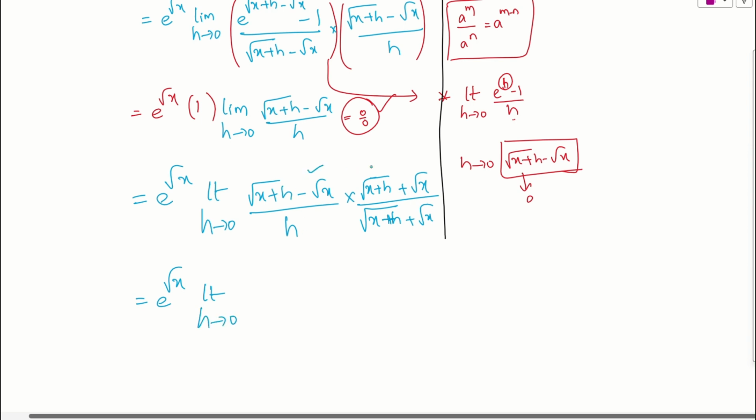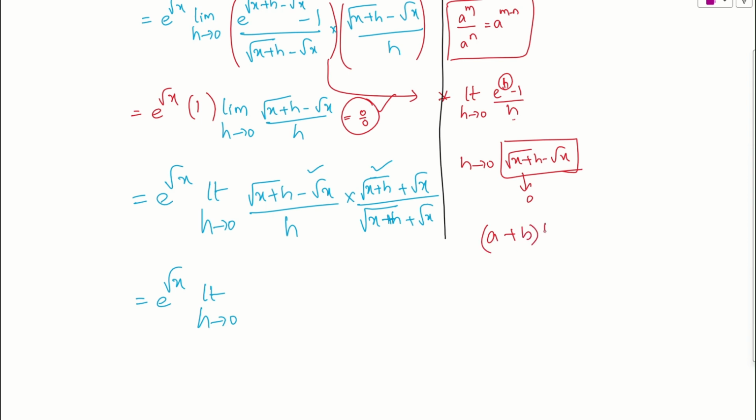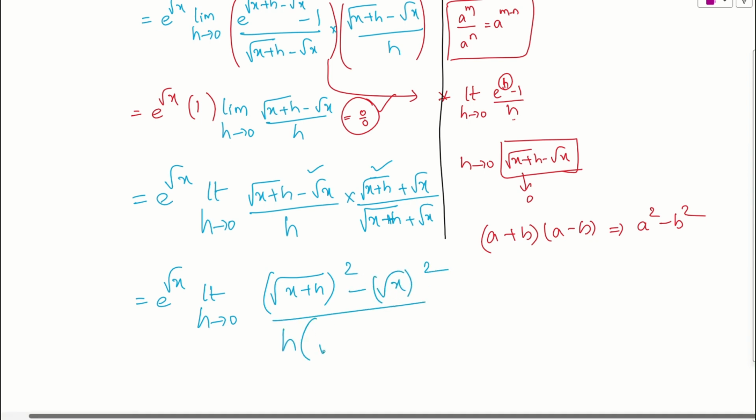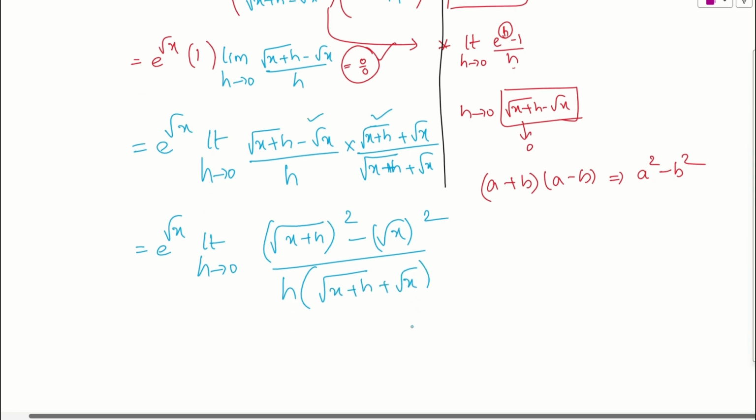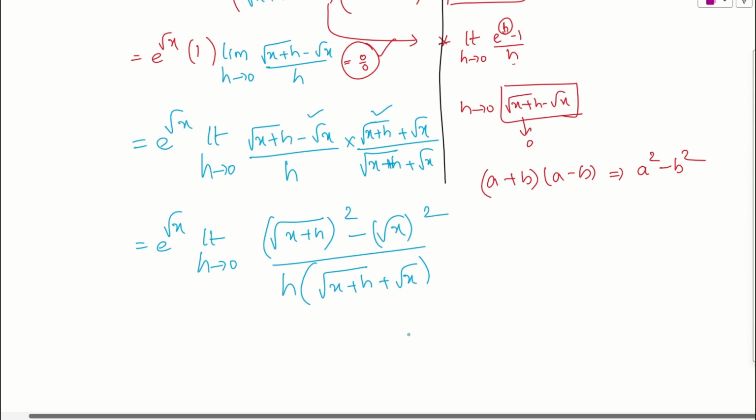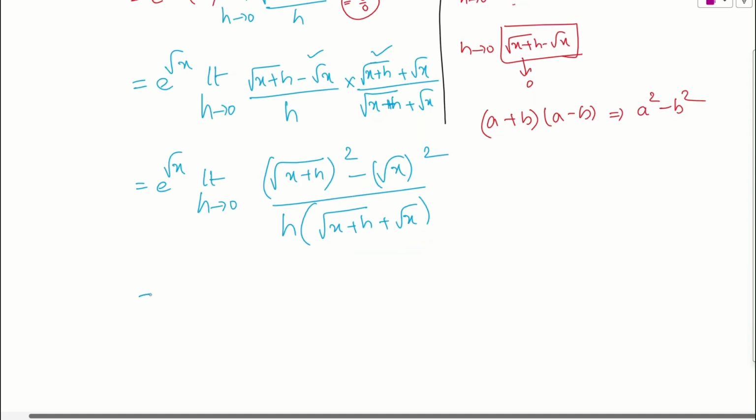If you check these two terms, they are in the form of a plus b into a minus b. What is the formula for a plus b into a minus b? a square minus b square. I will be applying the same here. This is a, that is root of x plus h the whole square, minus b. b is root x the whole square. By the denominator, let me write as it is, h into root of x plus h plus root x. I think no doubts up to here. If you have any doubts, you can comment in the comment box.